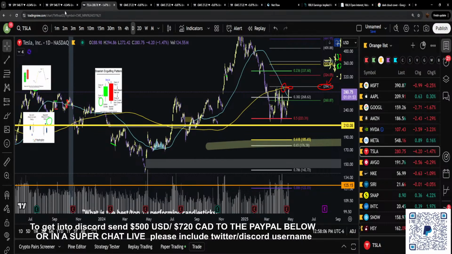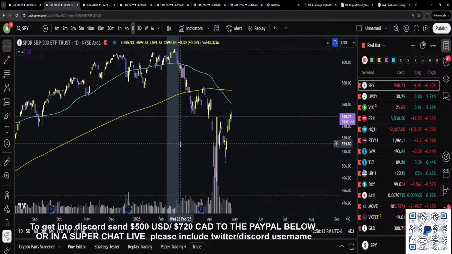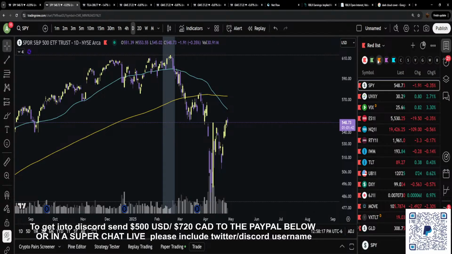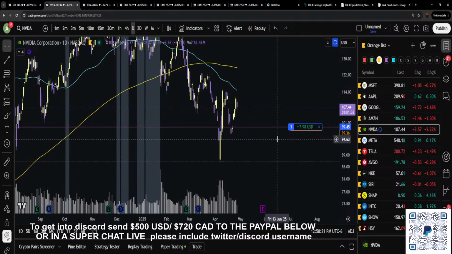So for a bullish piercing candle, you could make an argument here. Let me find you guys an example. Let me pick, let's see, maybe NVIDIA had one here recently.